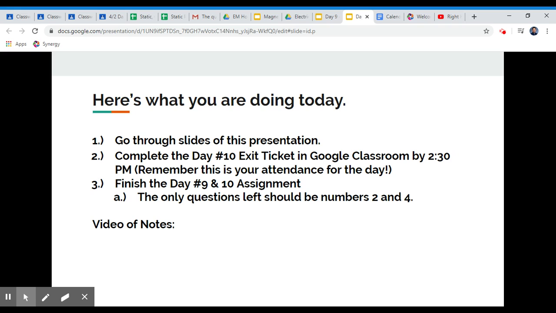And today we're going to explore a couple others. So make sure you do your exit ticket for the day. And then the assignment that we had yesterday, it was called the day 9 and 10 assignment. Make sure that you finish that up today. The only questions left on there should be numbers 2 and 4, so a pretty easy assignment for you today.